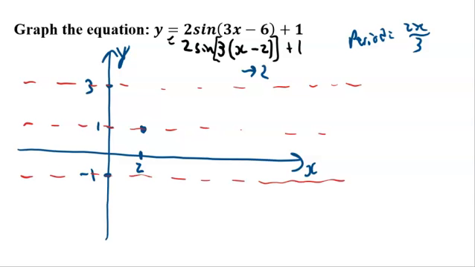So a half period is going to be 2 pi over 6 because we're dividing by 2. And then a quarter period, we'll divide by 2 again, is going to be pi over 3. And then divided again would be pi over 6. So quarter periods are pi over 6.